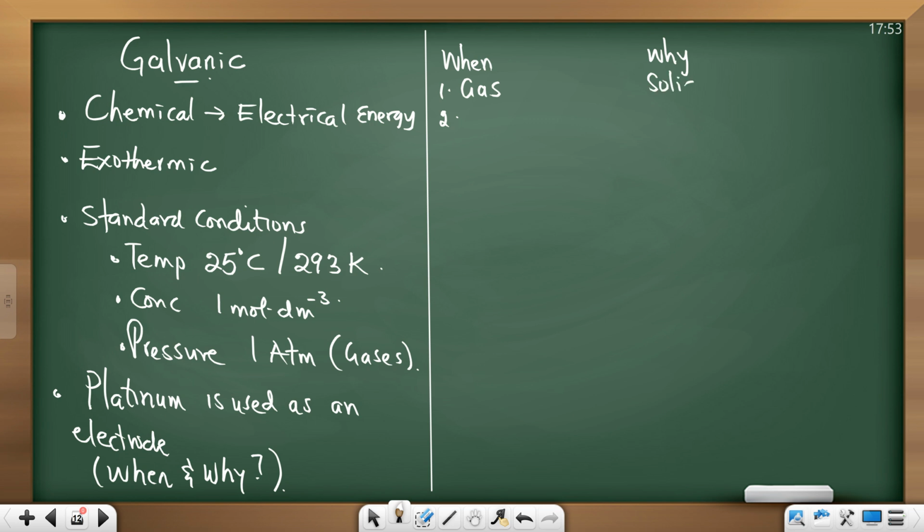Why? Because it's a solid. There are 3 of them. It's a conductor. All right. And it is inert. What's the second one? When we have non-conducting substances. So every time I see a gas, I know that I have to bring in what? Platinum. Platinum is used as an electrode.